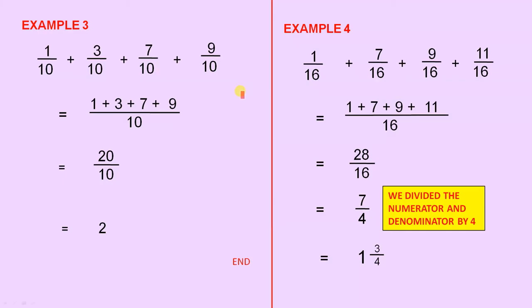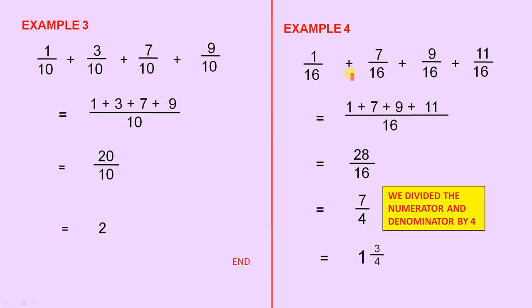Example 3. 1 over 10 plus 3 over 10 plus 7 over 10 plus 9 over 10. All the denominators are the same, so we add the four numerators together. 1 plus 3 plus 7 plus 9 all over 10. That gives us 20 over 10. And sometimes we're very lucky because it works out to be a whole number. And it does in this case because 20 divided by 10 gives us 2. So in this particular instance, the answer is a whole number.